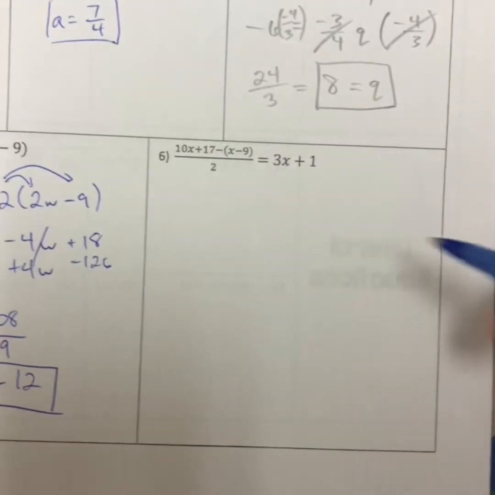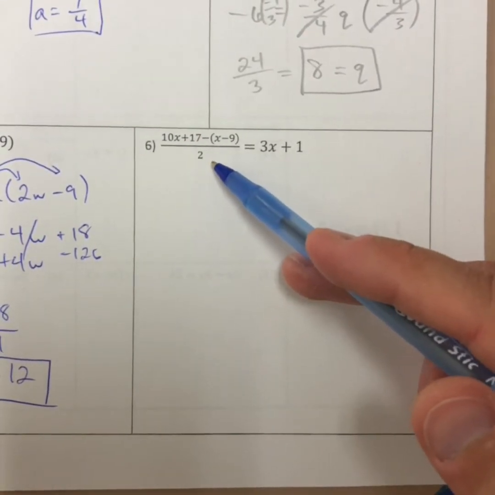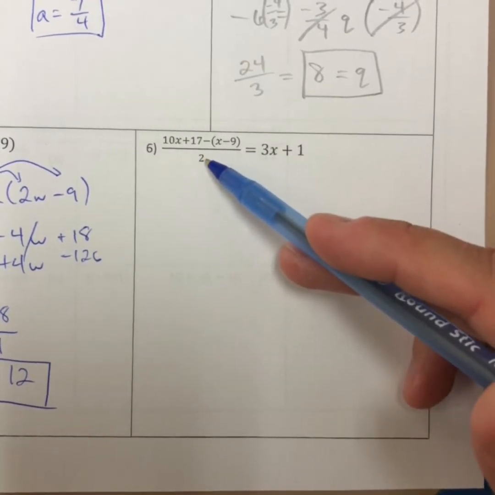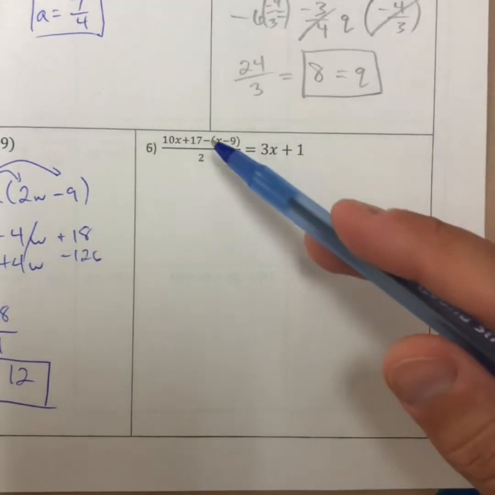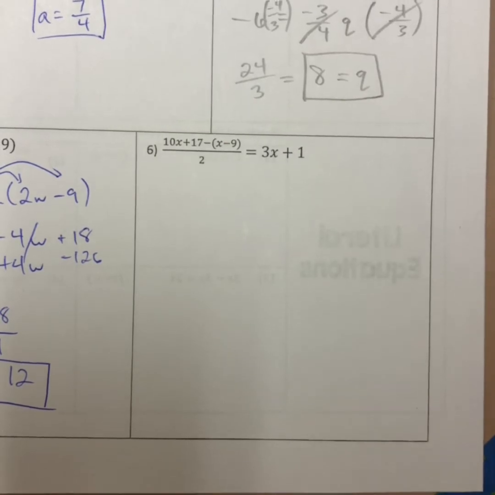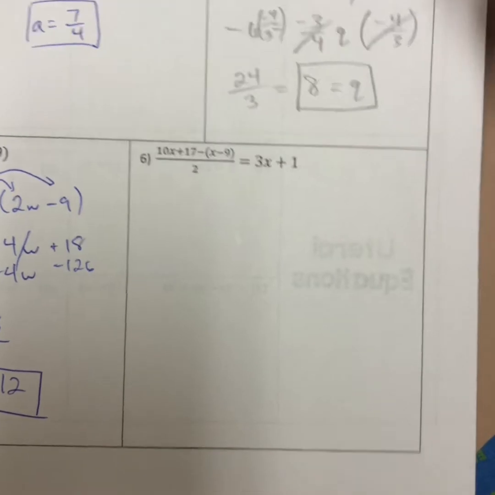I'll leave number 6 for you guys to try. I think you can handle that one. You can get rid of that fraction similar to what I did in number 1 up top. So if you want to just get rid of that fraction right away, do your multiplication. And then you can distribute, combine like terms, and solve from there. So try 6, and that'll be posted along with the answer key in a little bit.